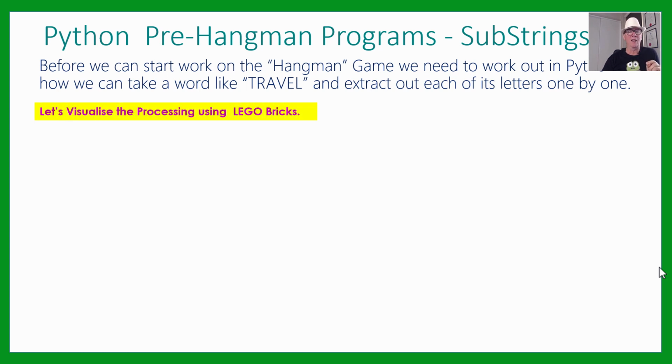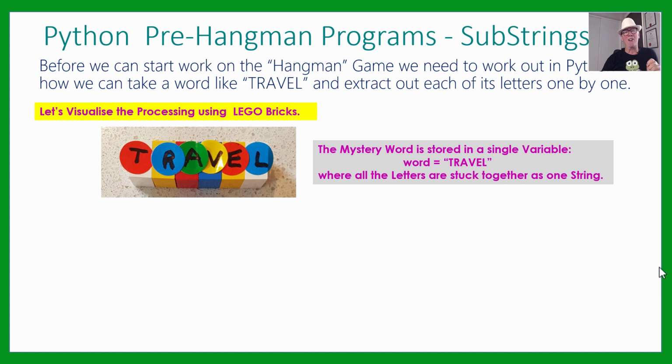Well, let's visualize this using Lego bricks. All right, so I found some Lego bricks when we were cleaning up that belonged to my son in the cupboard. And so I thought, oh, these might be good. And I got some little stickers down at the shop. So it's a little bit crude, but what we've got is the word travel, okay? That's the mystery word.